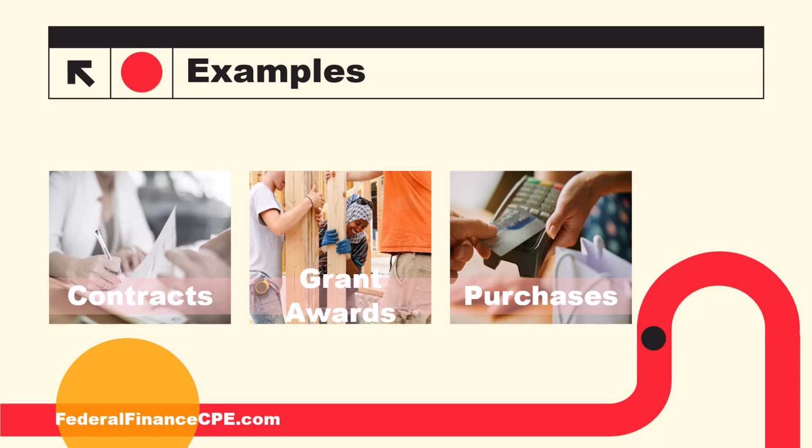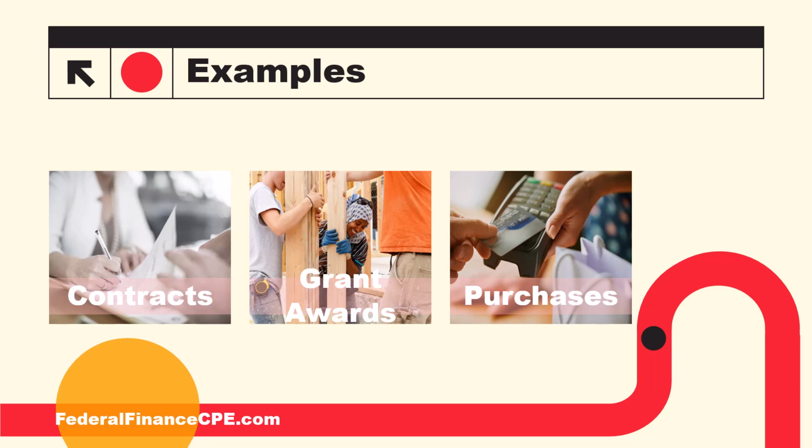Finally, we have purchase card purchases. These are your day-to-day obligations, like ordering supplies or equipment. Remember what we talked about earlier with the computer example? That's a purchase obligation. As soon as you submit that purchase order, you've created an obligation, a promise to pay when those items arrive.